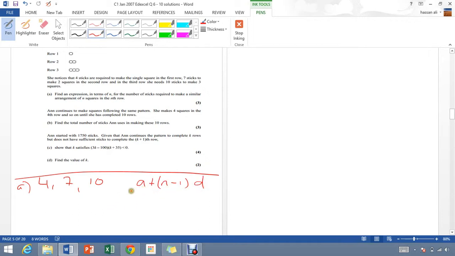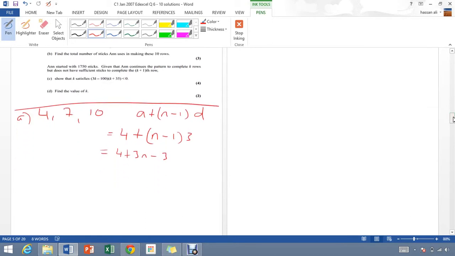A is your first term, so in this case it will be 4. Plus your (n minus 1), plus your d. Now d stands for difference here, which is 3. Expand that bracket, so I've got 4 plus 3n minus 3, and 4 minus 3, if I just simplify that, that will give you 1 plus 3n.